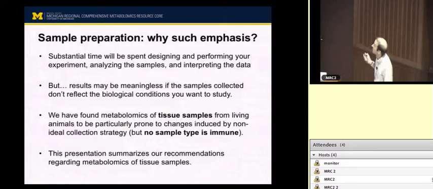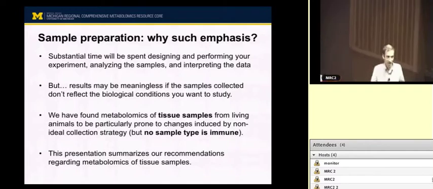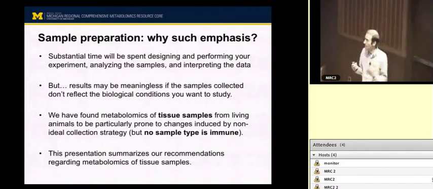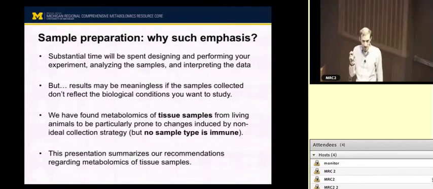Okay, again, just to reiterate, why are we spending so long on sample preparation today? A lot of time will be spent designing your experiment, analyzing the samples, interpreting the data, but you could do everything else right, not collect your samples properly, and get nothing useful out of your data. So we don't want that to happen to you. So we found metabolomics of tissue samples to be a particular area where things are most sensitive to perturbation. No sample type is immune, but if you're collecting tissue samples, you can't be naive about this sort of stuff, and so we'll give you our recommendations.